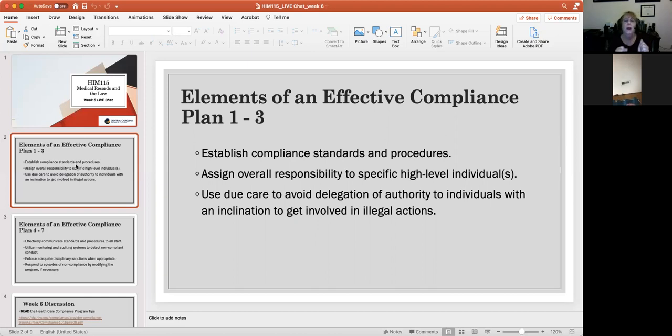Okay. All right. So the first part of an effective compliance plan is to establish compliance standards and procedures. So this is for, and it's good to have a committee to work on this, not necessarily just have the one person do this, although you could, okay. But you want to make sure that you sit down and you make a list of all of the standards that you must comply with, and how to go about complying with that.